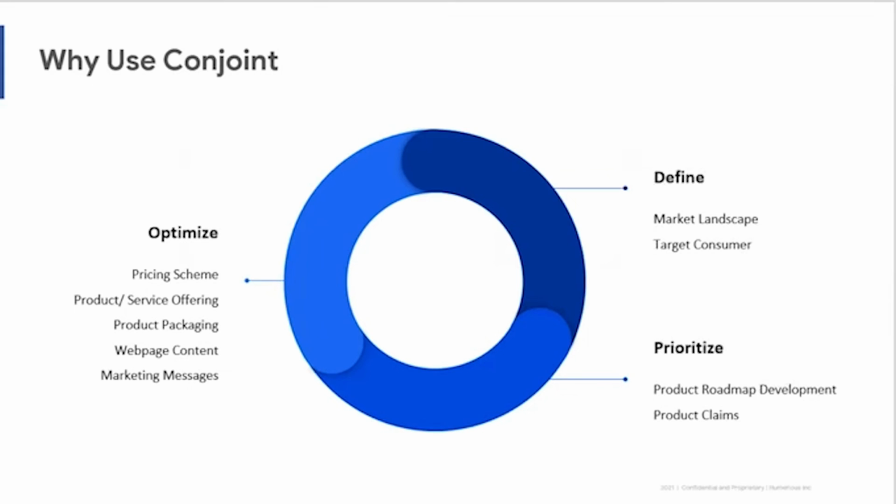We can also use those results to help define our market landscape or whom our target consumer is. And we can even use discrete choice methods to prioritize things like our product roadmap or which claims we want to go after to put on our product. So when you're looking to optimize your pricing, figure out your market landscape, or prioritize your product roadmap, we strongly recommend that you consider using conjoint analysis.